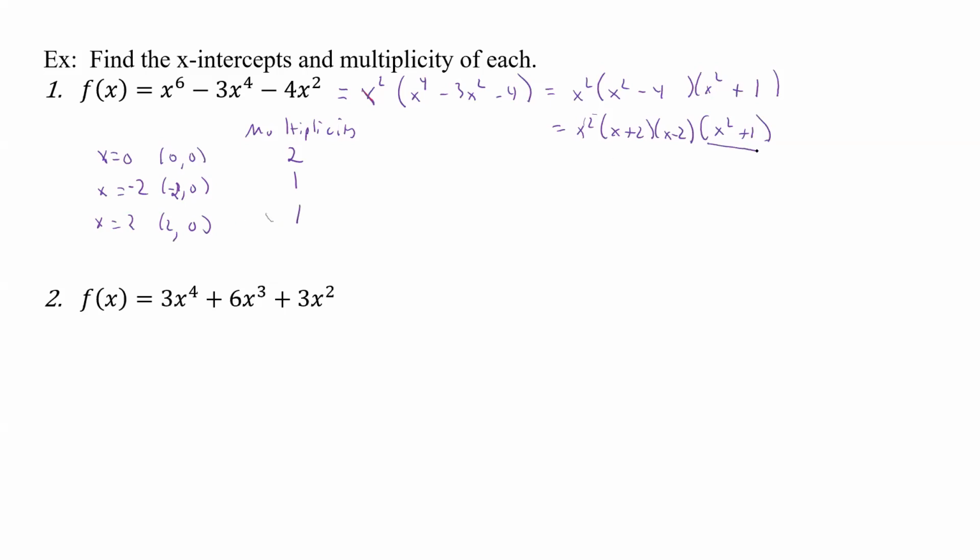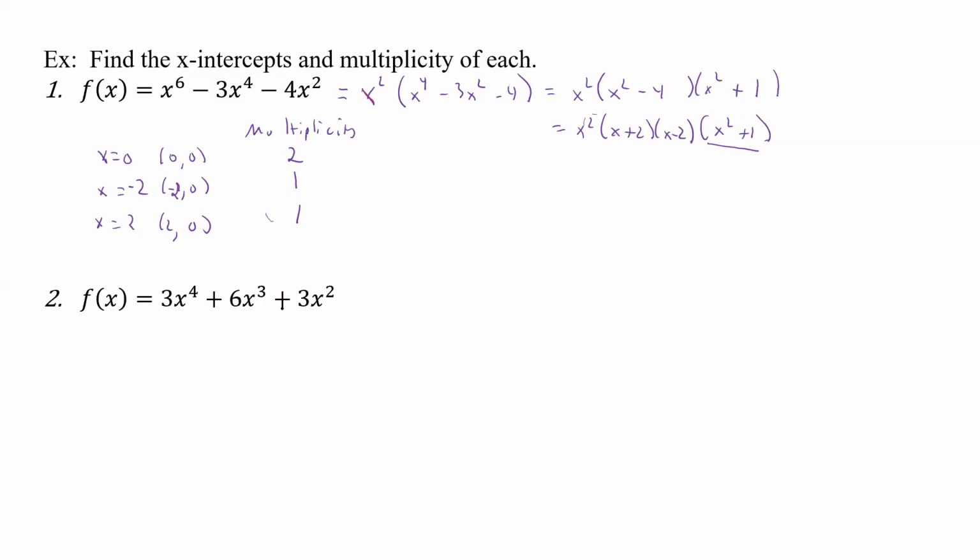Now this last one is going to give us an imaginary number, and we only want real numbers, so that's not going to give us an intercept. And so we just have those 3 intercepts with that multiplicity, okay? That's basically everything it's asking, and so let's move on to the next one.